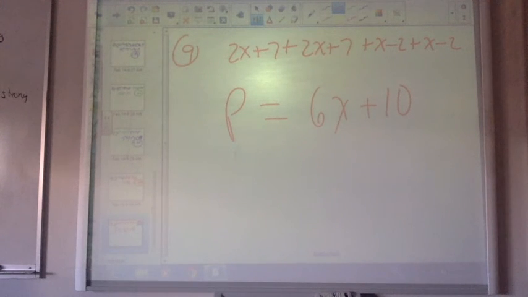I got 3x plus 10. I mean plus 5. Oh, I see what you did, because you only added one side, one top, and one side. But you're supposed to do 2x plus 7, 2x plus 7. Yep, you have the top, which is 2x plus 7, and then the bottom's also the same size. I get it.